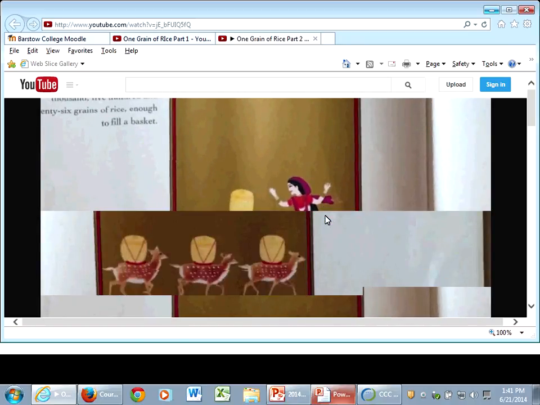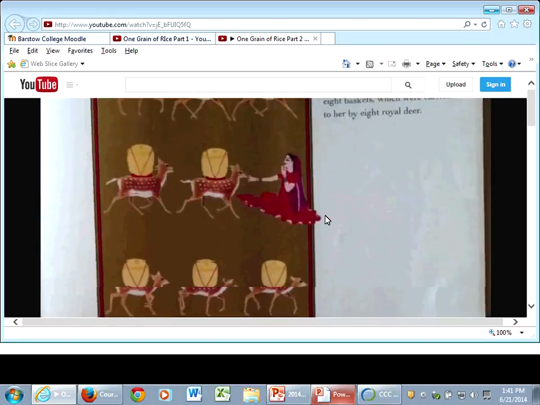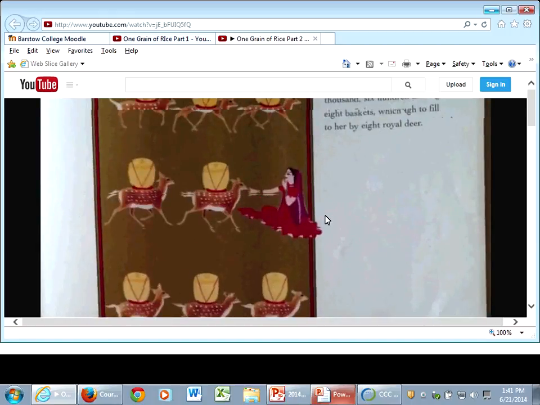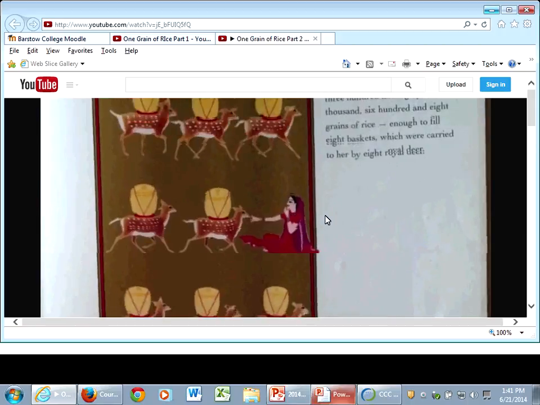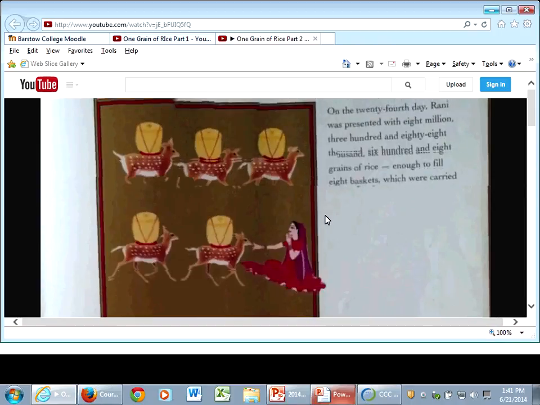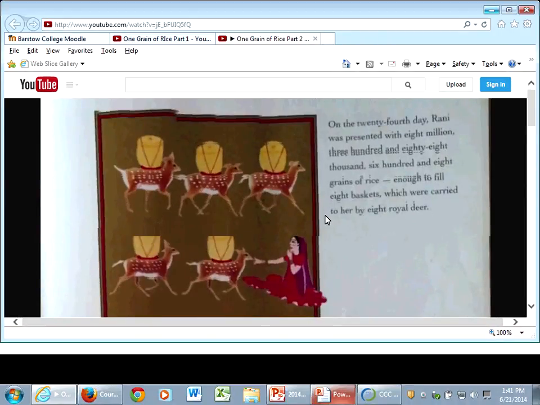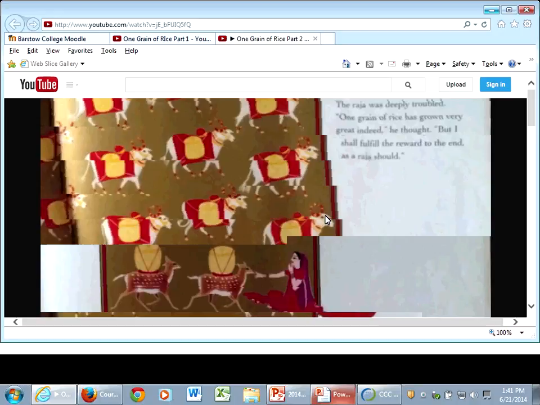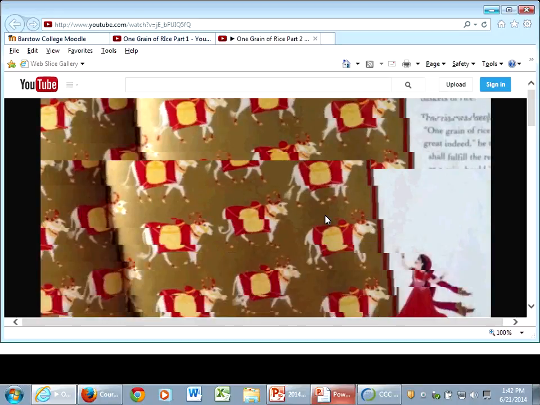On the 24th day, Rainey was presented with 8,388,608 grains of rice, enough to fill 8 baskets, which were carried to her by 8 royal deer. On the 27th day, 32 Brahma bulls were needed to deliver 64 baskets of rice. The Rajah was deeply troubled. "1 grain of rice has grown very great indeed," he thought, "but I shall fulfill the reward to the end, as a Rajah should."